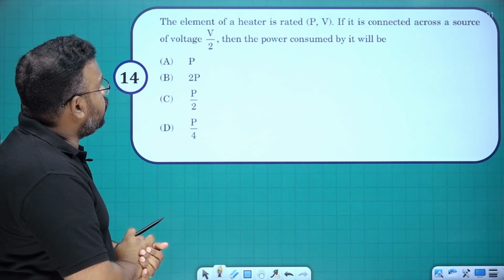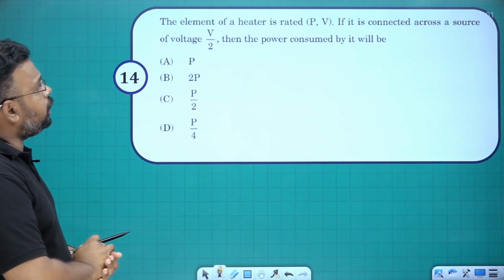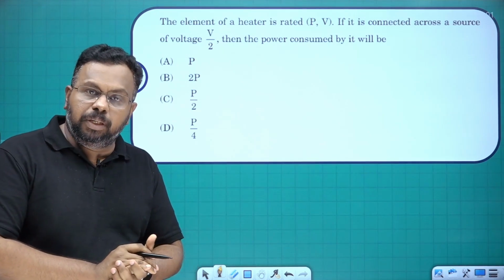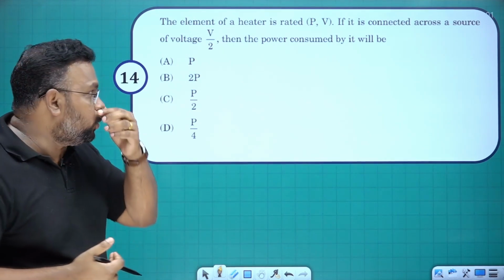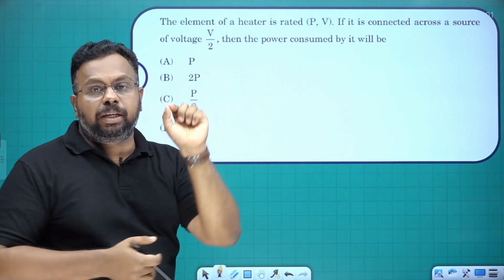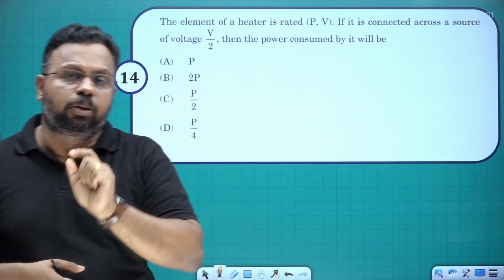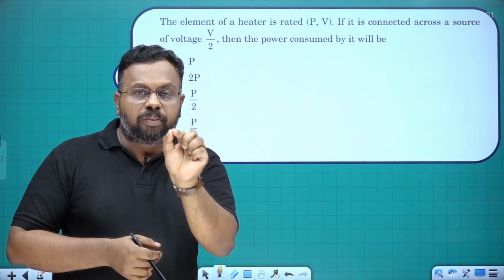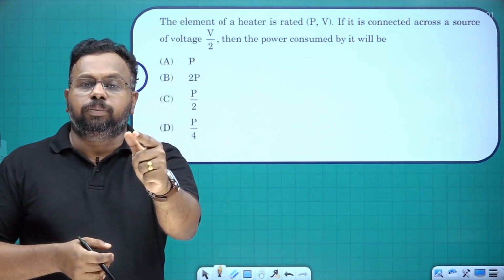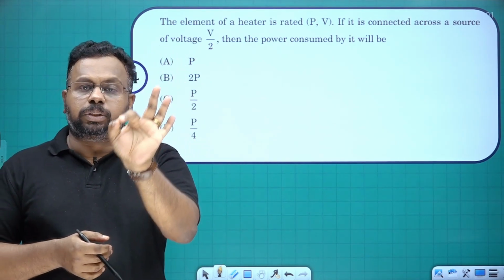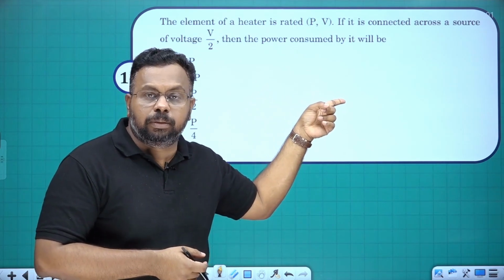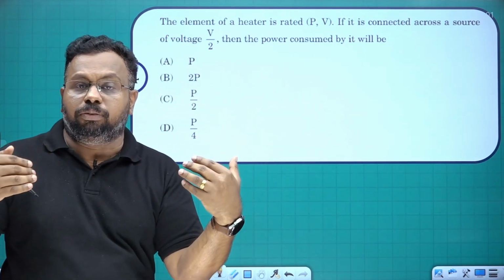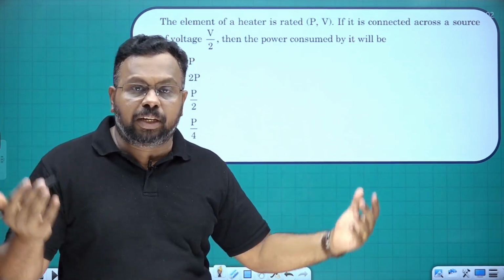Okay, yes. Question number 14. The element of a heater is rated as P, V. If it is connected across a source of voltage V by 2, then the power consumed by it will be. This is a repeating type question. Look at that. What is the meaning of rated P, V? Rated P, V means the power of that device will be P. You will get a power P when you are connecting across a volt V. Then what they are asking is, if you are connecting the same device across a voltage of V by 2, what will be the effective power?